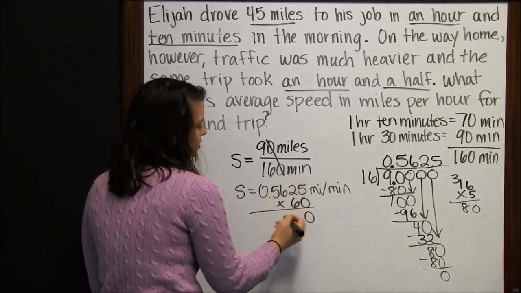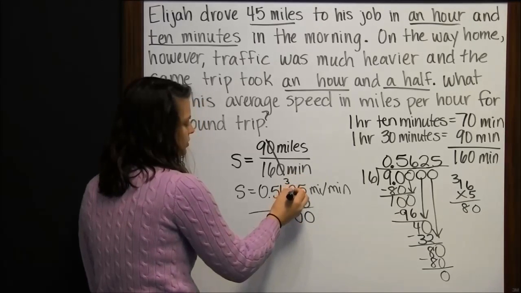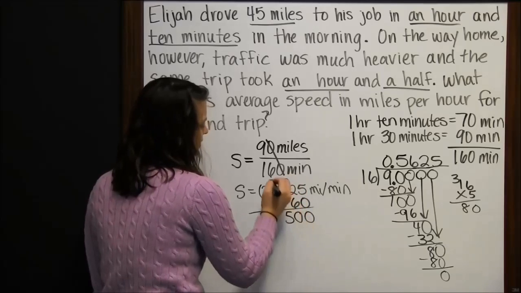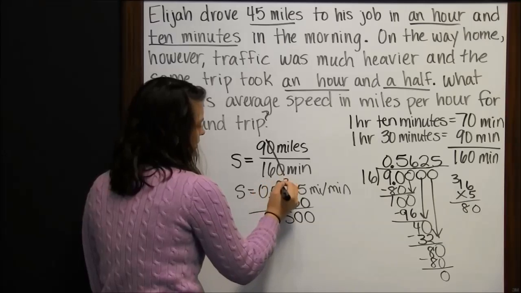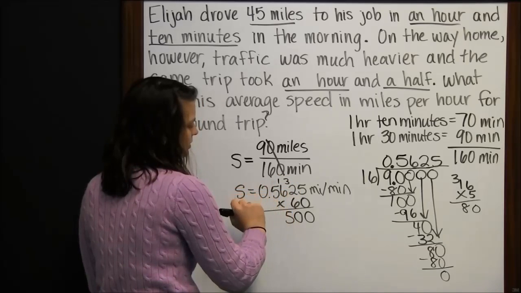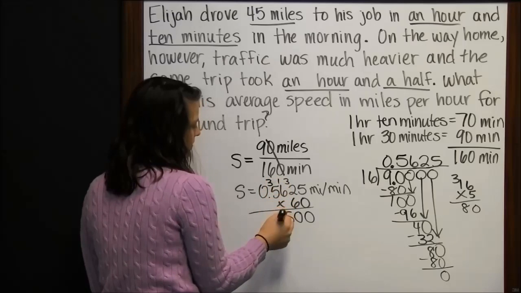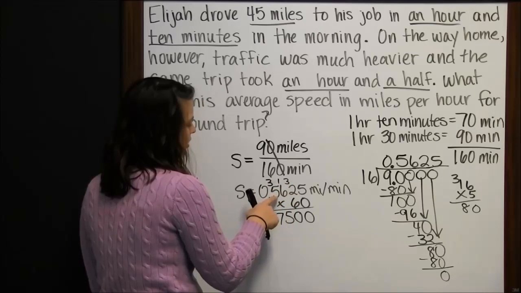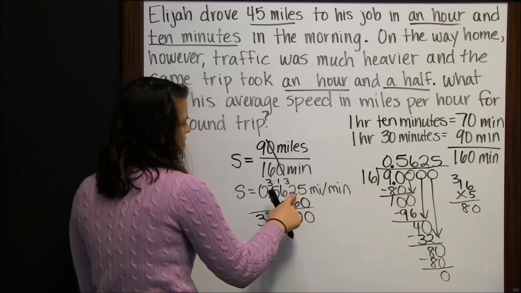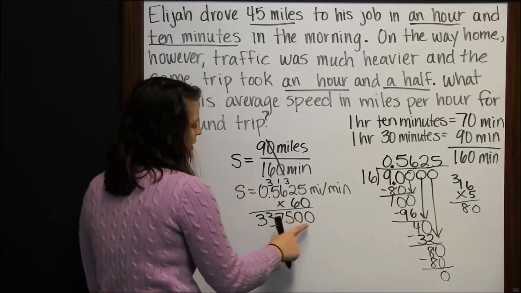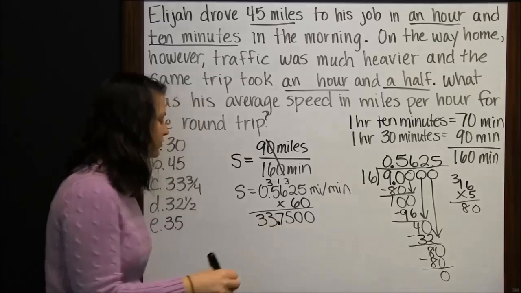6 times 5 is 30, so that's 0, carry the 3. 6 times 2 is 12, plus 3 is 15. Oops, I put that in the wrong place. 6 times 6 is 36. Plus 1 is 7. Carry the 3. 6 times 5 is 30. Plus 3 is 33. And we have 1, 2, 3, 4 numbers behind the decimal. So your answer should have 4 numbers behind the decimal.